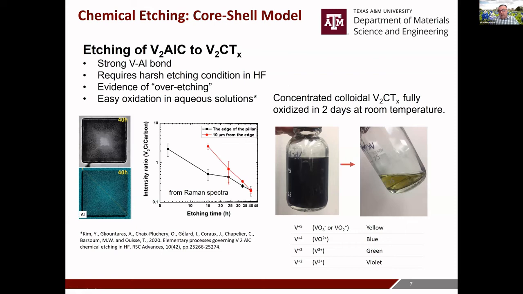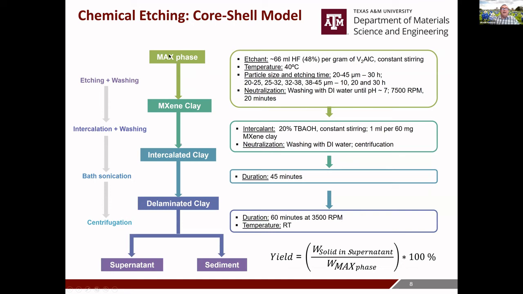So we did a very systematic study looking at V2C MXene. The MAX phase was processed by furnace reaction synthesis. We etched for different times and looked at different particle size distributions to obtain the so-called intercalated MXene clay. From that point on, all the processing stays the same. We intercalated with TBAOH, washed it 3 times, centrifuged, and then did a bath sonication to delaminate the clay.